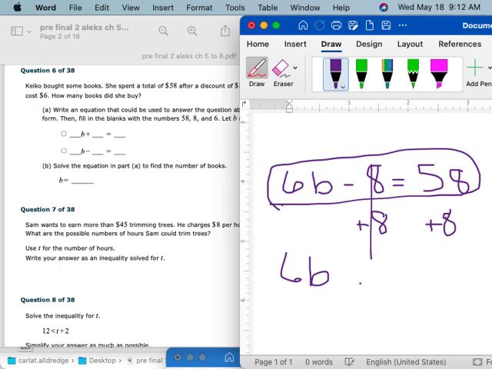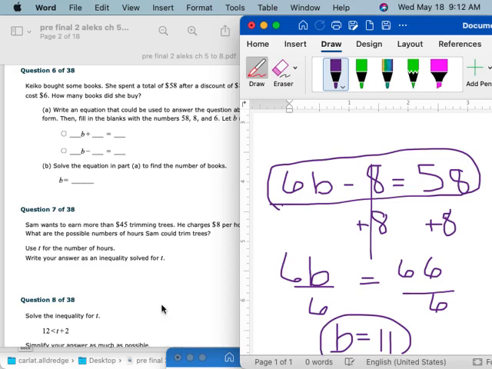All right, so that's going to be 66 and divide by 6 and divide by 6 is going to be B equals 11, as Everly stated. Very good, Everly.